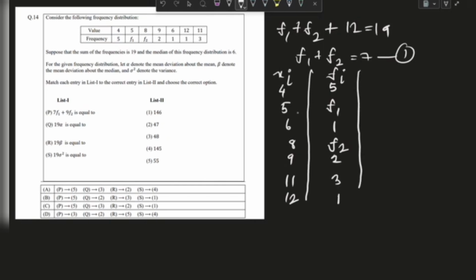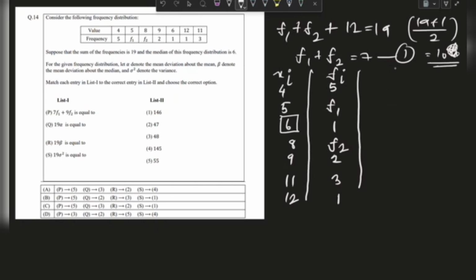Now we have another information that the median of this frequency distribution is 6. So if we add up the frequencies, the sum of the frequencies is, I guess, 19. So as you know, (19 plus 1) by 2, the 10th term will be the median. So basically it's not the 10th term actually. We have to find a term, I guess. As you can see, this should be the median.